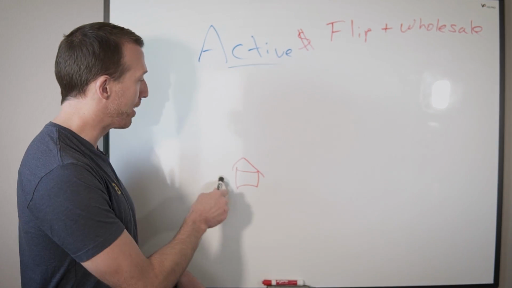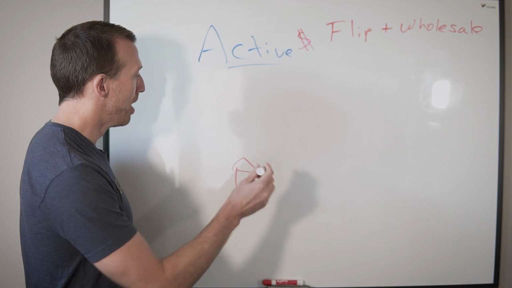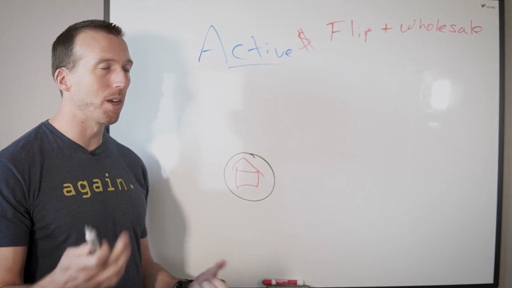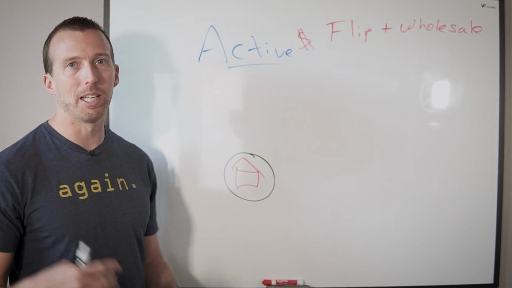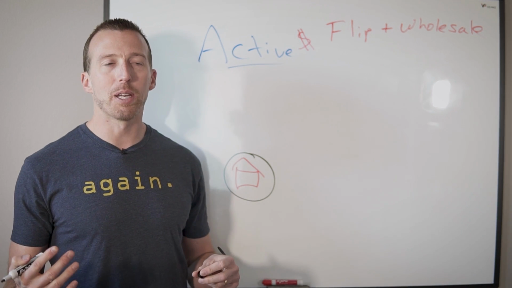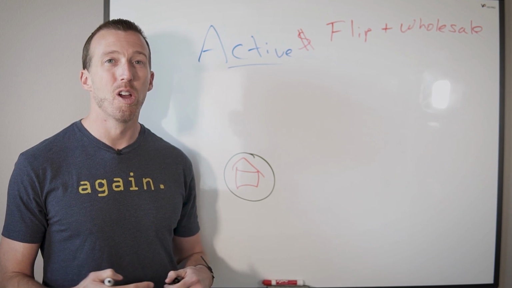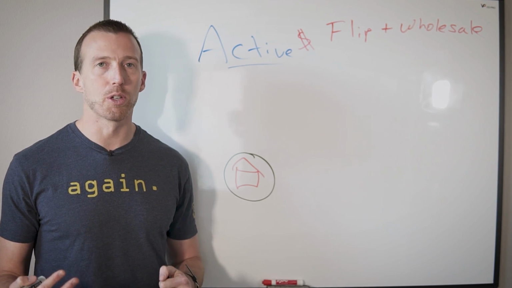So let's say that we have this house here. We have this beautiful home, right? And whether we're wholesaling it or whether we're flipping it, doesn't matter. If I flip it, I'm earning active income. If I'm wholesaling it, I'm earning active income. So I want to be able to figure out, how do I reduce my taxes, or maybe also reduce my liability and exposure on that?